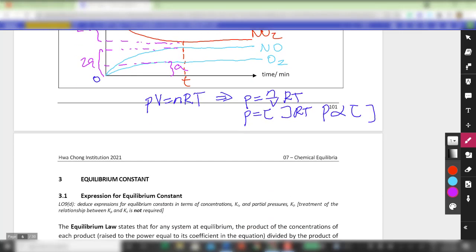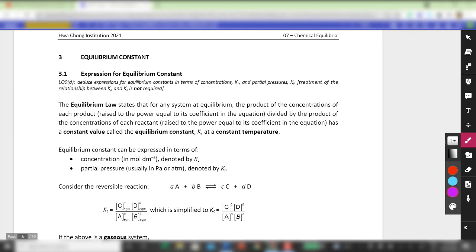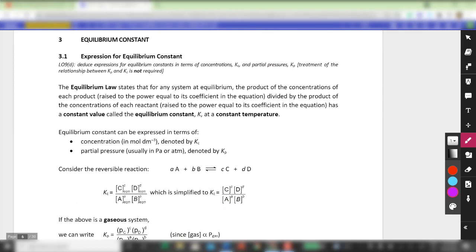Okay, next we're going to move on to the equilibrium constant. So finally, we are going to introduce a little bit of the mathematics here, but not going into huge detail because I think the later chapter will talk about it.